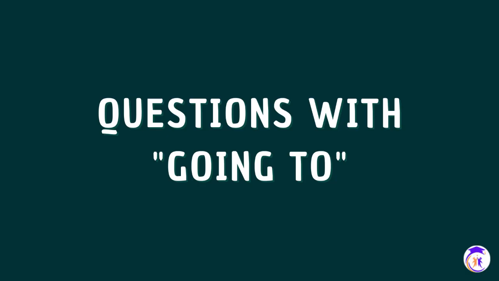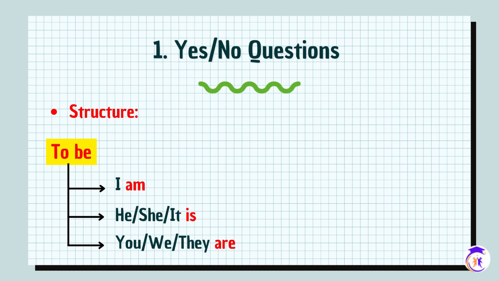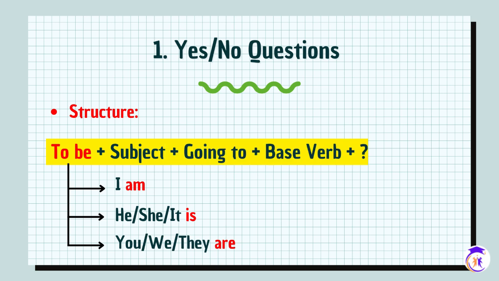What if you want to ask questions about the future using the going to plus verb formula? Well, when expressing the future using going to, we can form 2 types of questions, yes, no questions, and WH questions. For yes or no questions, flip the subject with to be and start the question with the correct form, am, or is, or are, followed by the subject, and then place going to plus the base verb.